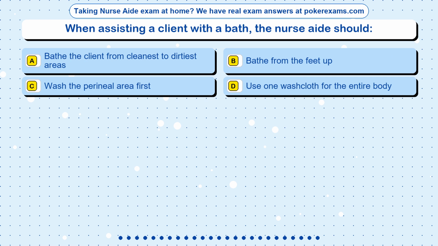Question 17. When assisting a client with a bath, the nurse aide should: Option A, bathe the client from cleanest to dirtiest areas. Option B, bathe from the feet up. Option C, wash the perineal area first. Option D, use one washcloth for the entire body.